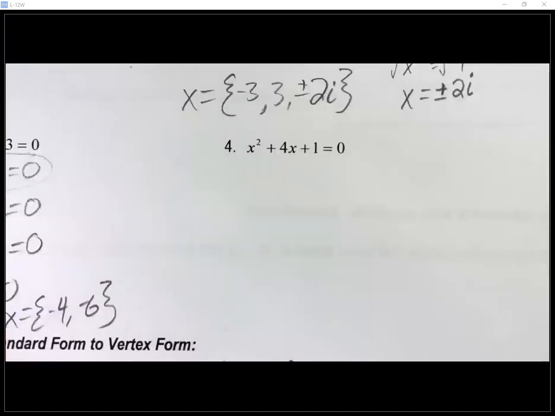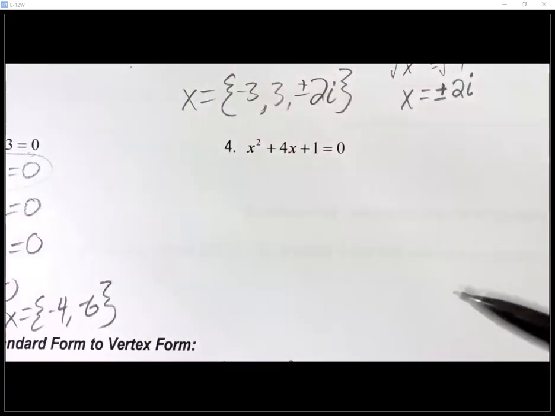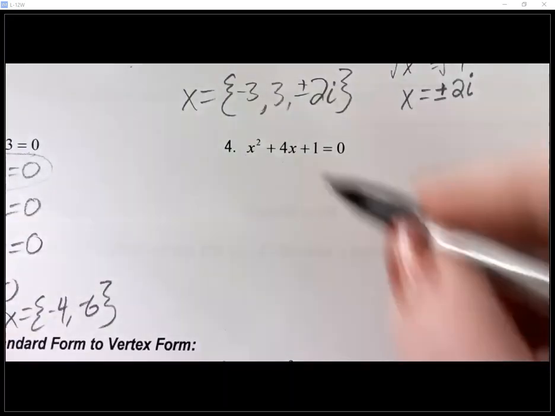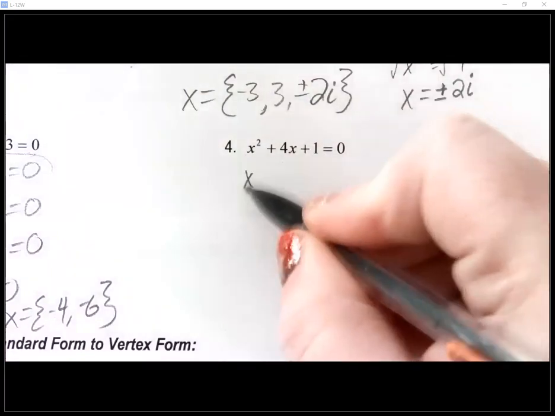All the conditions are perfect for completing the square. What are those conditions I'm talking about? A is 1 and B is even. If that's the case, completing the square is super easy. You just gotta remember the steps. Step 1, move C to the other side. So I'm gonna subtract 1 from both sides.